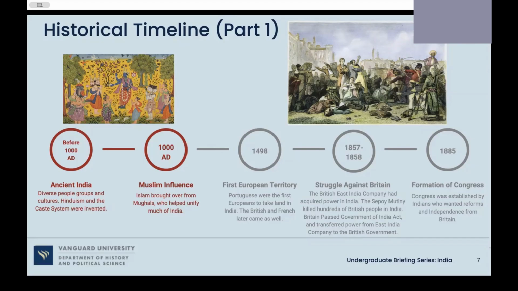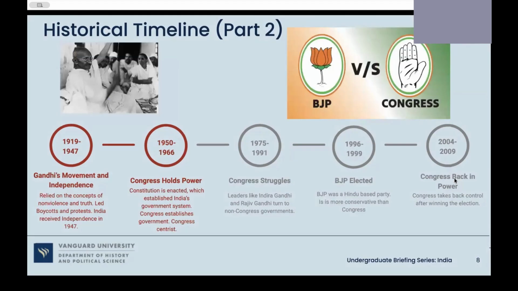And then in 1885, the formation of Congress in India happened. And when you hear Congress, you might think of a political body, like when we have Congress in America. But Congress in India is a little bit different. It's actually a political party. So we have Democrats and Republicans in America, and they have a political party called Congress. That party, before India had its own government, was established as a little bit of a resistance to Great Britain, and they wanted reforms and independence. So that was their plan, essentially.